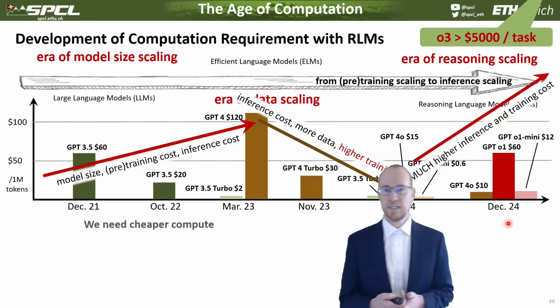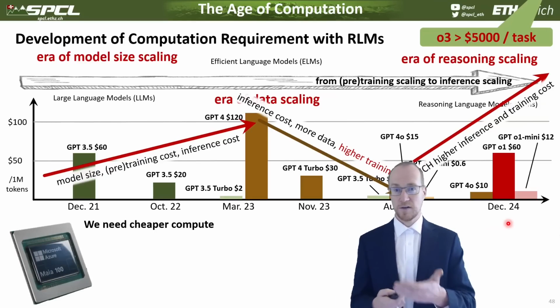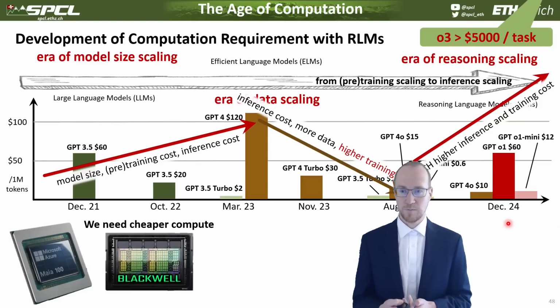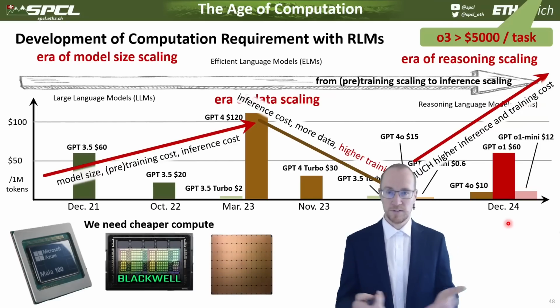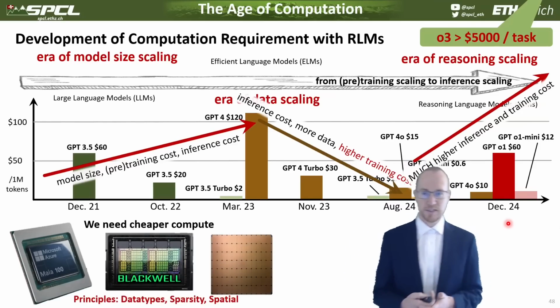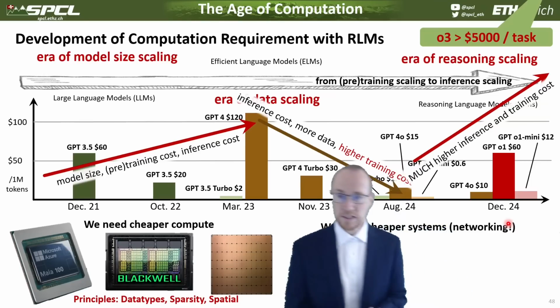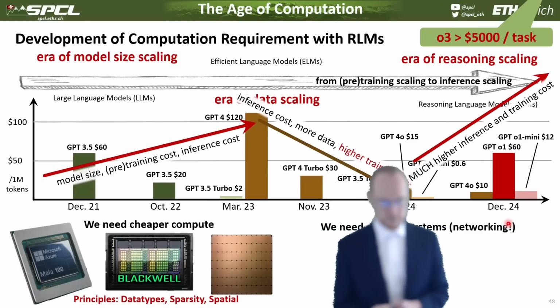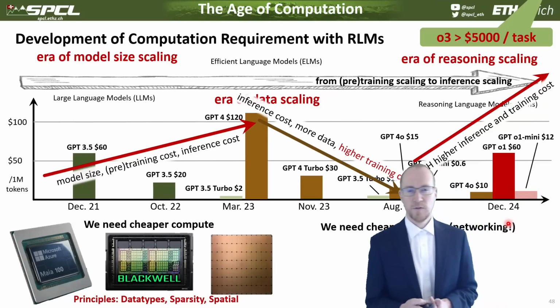So now what does this mean? Well, what this means, we just need cheaper compute. We need cheaper architectures, like the Maia architectures we've been developing at Microsoft. We need cheaper GPU architectures or even Cerebras. And the principles there are data type, sparsity, and spatial compute. But what we also need, and this is what I talked about earlier, is cheaper networking systems. So what does that mean?